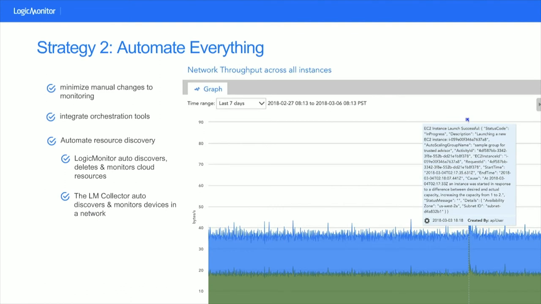LogicMonitor has this automation built in. We provide several methods for automating resource discovery and deletion, and this is particularly robust around our cloud monitoring, where you can provide us with read-only access to your resources, and we'll make sure that everything gets added and removed from monitoring automatically. And then we also have a myriad of integrations with tools like Puppet, Ansible, and Terraform, and a REST API that makes additional, more custom integration possible. So ideally, you should be integrating tools you use in your ecosystem with your monitoring tool because that reduces manual effort and the likelihood of an error being made and increases the efficiency of your operation.